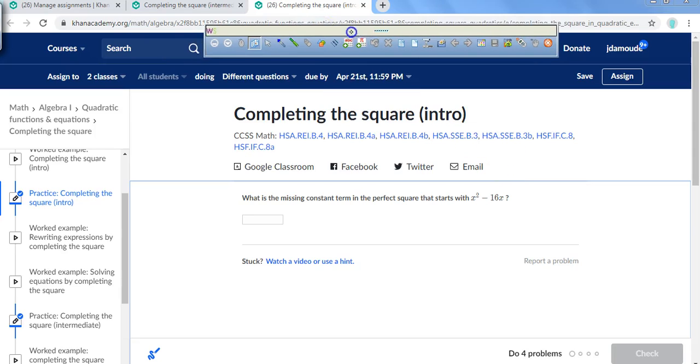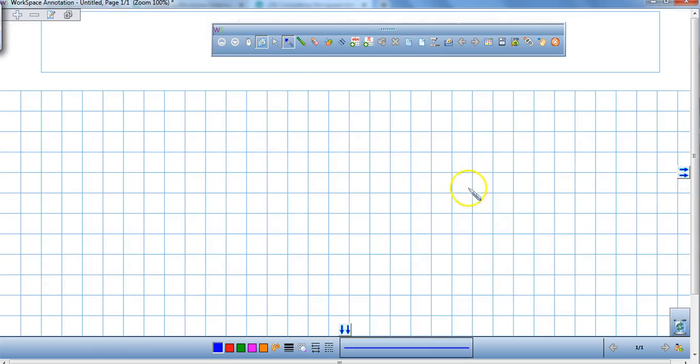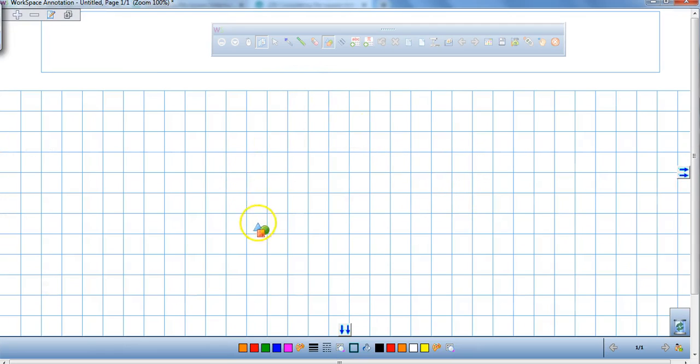Hello everyone, in this lesson we are going to learn how to complete the square dealing with a binomial. If we have a binomial like x squared minus 16x, how do we complete the square? So let's do a quick little review of what a square is.